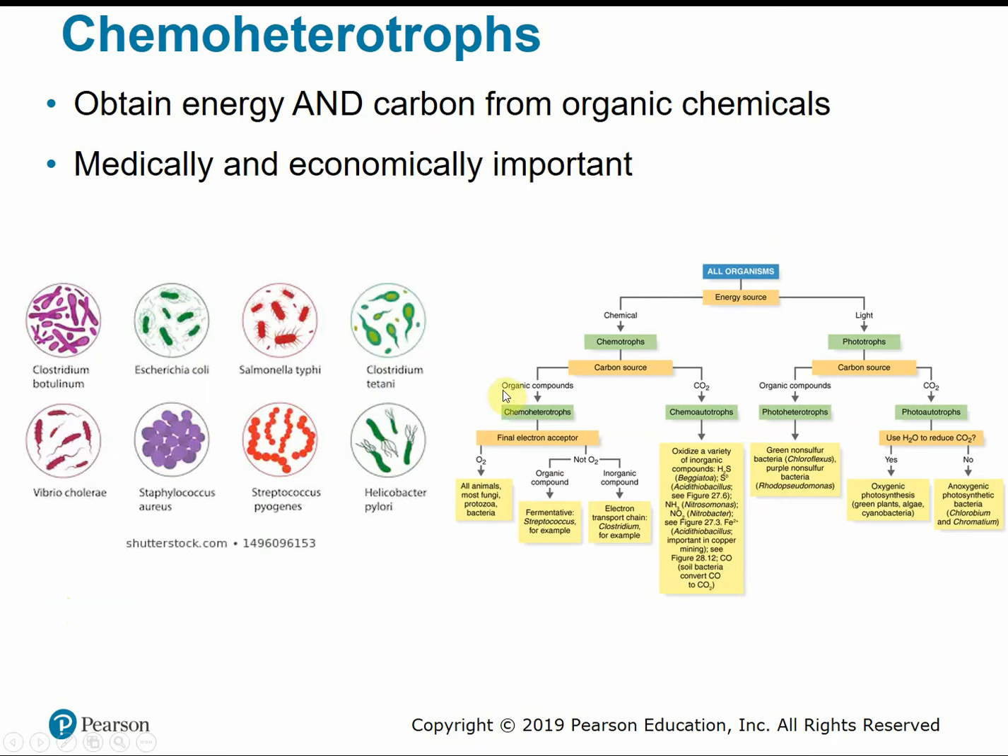Chemoheterotrophs obtain energy and carbon from organic chemicals. So these are the most medically and economically important organisms. So this includes all animals, most fungi, protozoa, and bacteria. So all of the bacteria that we'll deal with and talk about in this class and lab would be chemoheterotrophs.